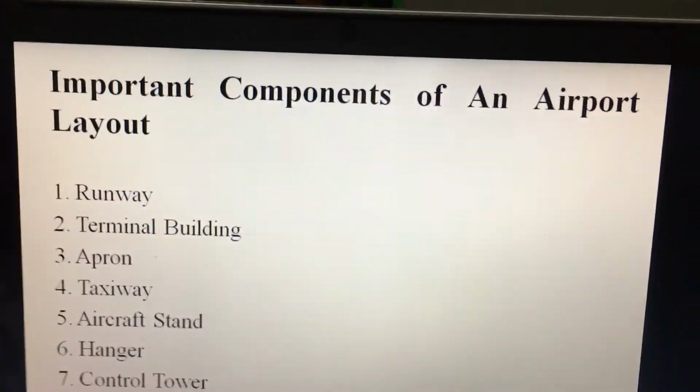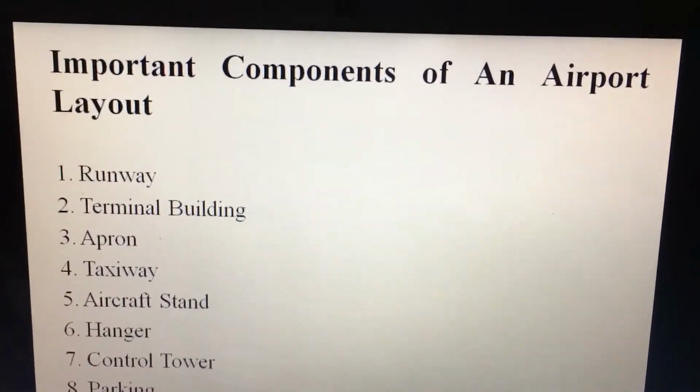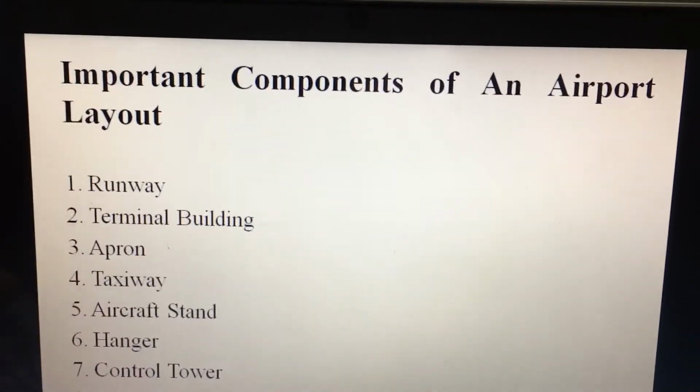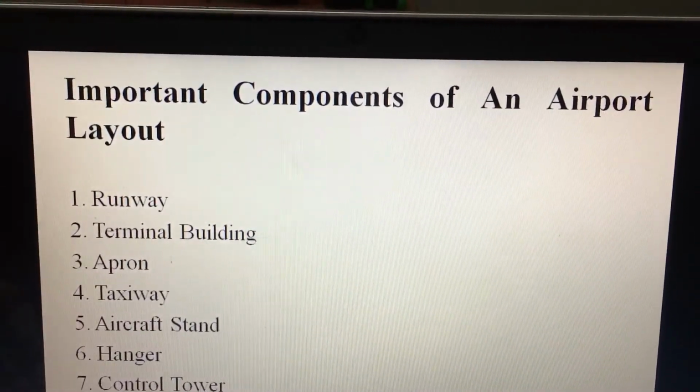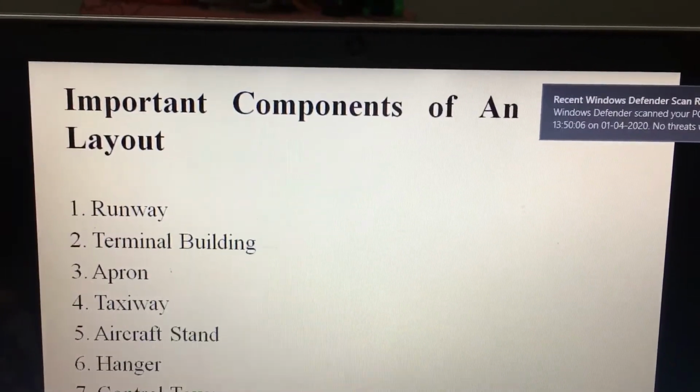Next is important components of an airport layout. Following factors. First one is runway, terminal buildings, apron, taxiway, aircraft stand, hangar, control tower and parking.